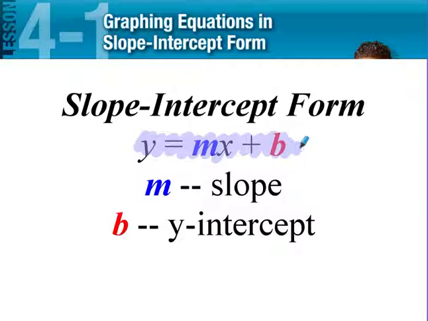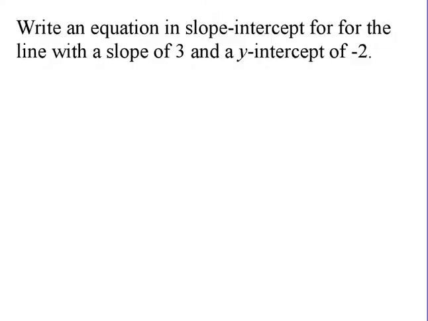Whatever number's in front of the x is your slope. That's what we call m. Then whatever number's after it without the variable, that's your y-intercept. Remember, your y-intercept is where it intersects the y-axis. So with that in mind, let's look at this first example.